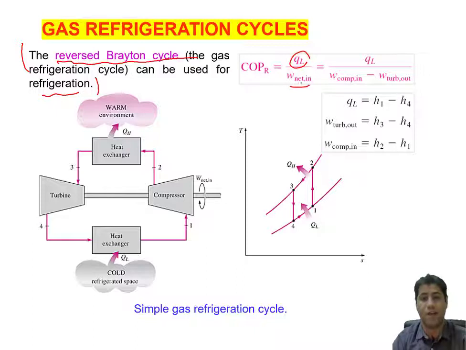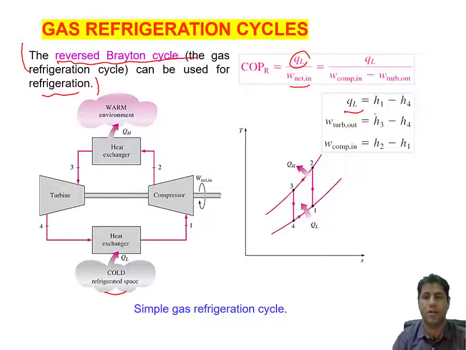W net in is equal to W compressor in minus W turbine out. In other words, the W net for the whole cycle is the W given to the compressor minus the W delivered by the turbine. Here in a reverse Brayton cycle, the purpose is not to produce power. The power is given to the cycle to absorb thermal energy from the cold refrigerated space.